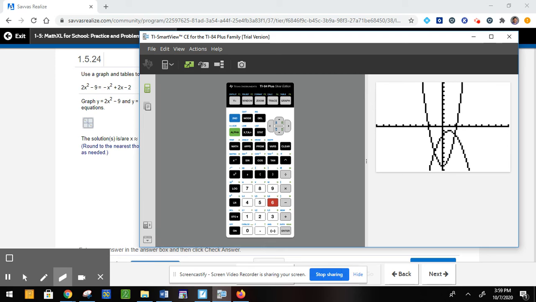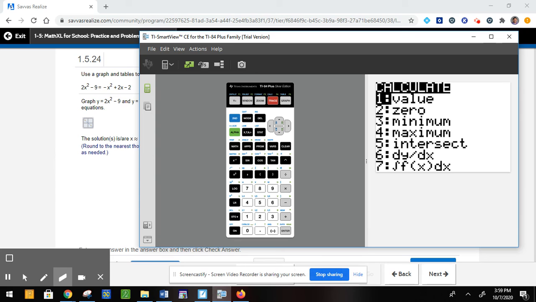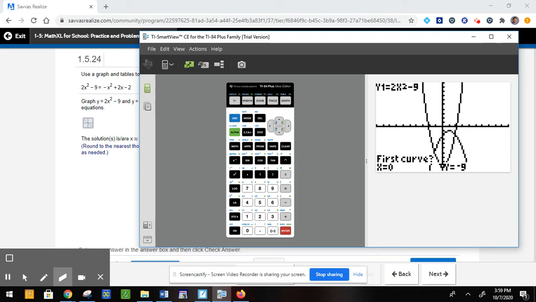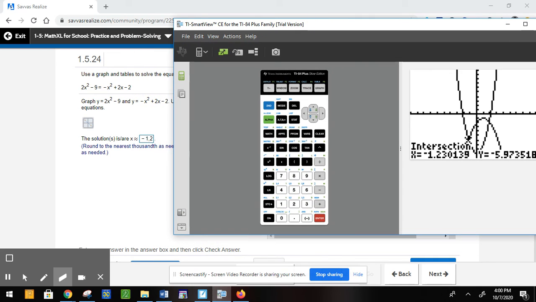All right, now we can have the calculator tell us exactly where these things are intersecting. I'm going to move the cursor over to the first intersection point, hit enter there, hit enter again, hit enter again. So yeah, I was not as precise as I needed to be with my first eyeballing guess. So the first one's negative 1.23, and it's to the thousandths, so actually negative 1.230.